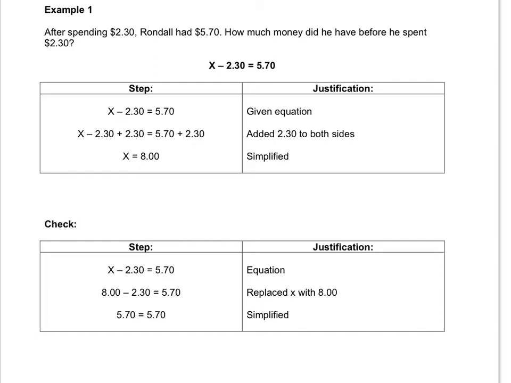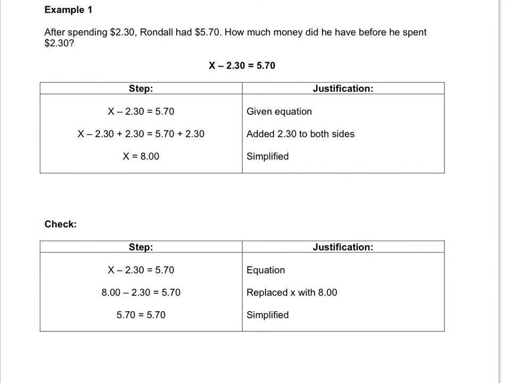We see that 2.30 is subtracted from x. To isolate x, we add 2.30 to the left side of the equation to undo the subtraction. We add 2.30 to the right side of the equation to keep the equation balanced. The result is a simpler equivalent equation. We find that Rondell had $8.